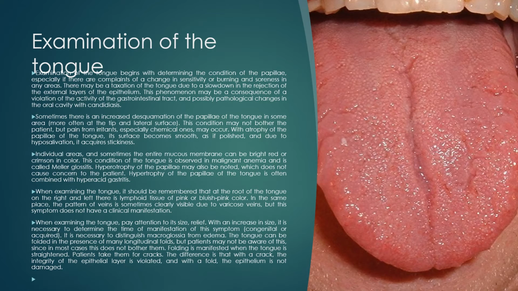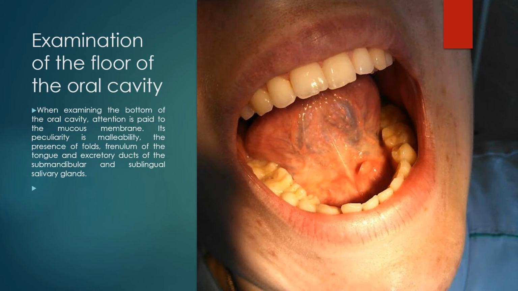When there is an increase in size, it is necessary to determine the time of the manifestation of this symptom, and it is necessary to distinguish macroglossia from edema. The tongue can be folded, with many longitudinal folds, but patients may not be aware of this, since in most cases this does not bother them. Folding is manifested when the tongue is straightened. Patients mistake them for cracks. The difference is that with a crack, the integrity of the epithelial layer is violated, and with a fold, the epithelium is not damaged.